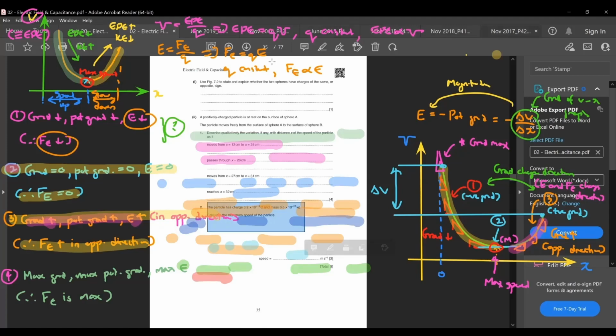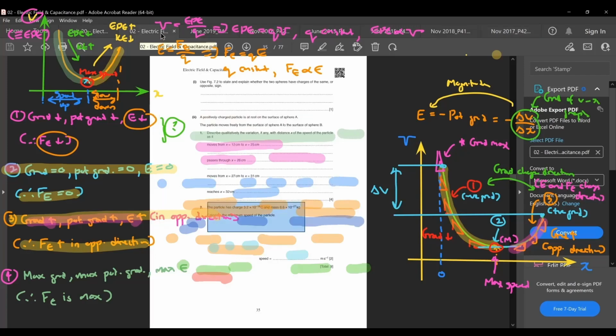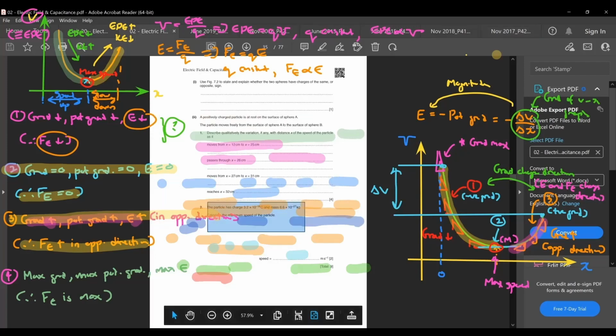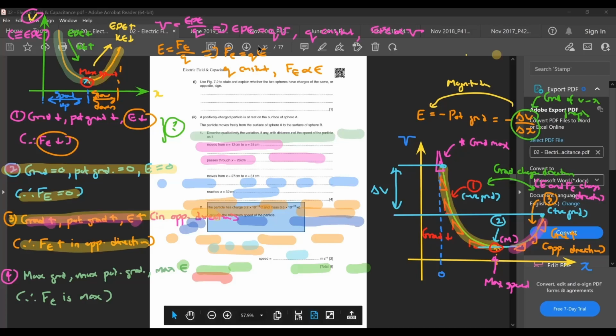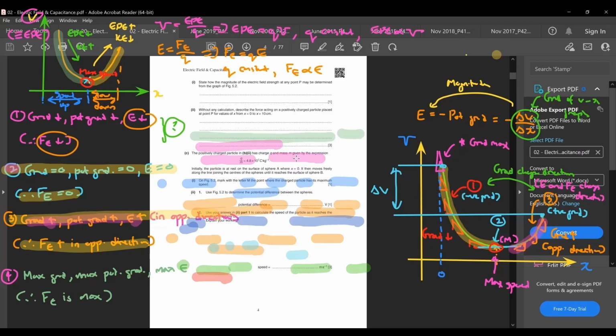Now you look at your current question, the one on page, what page already? This one is page 3, is it? The one on page 3 is actually the exact same situation, the exact same sphere, both positively charged, but this time the last part here doesn't want you to find out the maximum speed, but rather the speed on reaching the surface of sphere B.